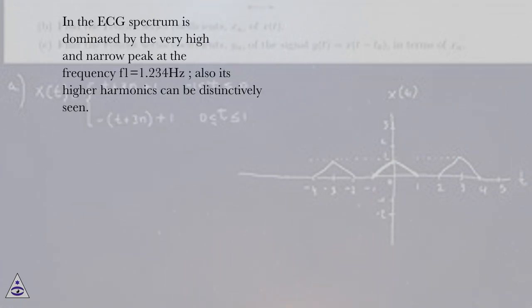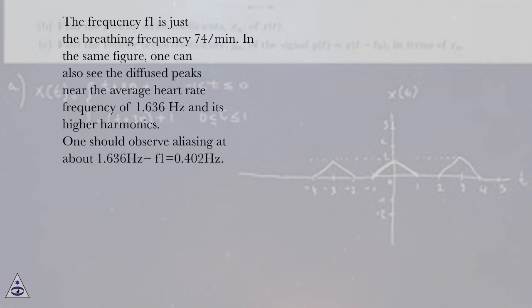The ECG spectrum is dominated by the very high and narrow peak at the frequency f1 equals 1.234 Hz, also its higher harmonics can be distinctively seen. The frequency f1 is just the breathing frequency 74 per minute. In the same figure, one can also see the diffuse peaks near the average heart rate frequency of 1.636 Hz and its higher harmonics. One should observe aliasing at about 1.636 Hz minus f1 equals 0.402 Hz.